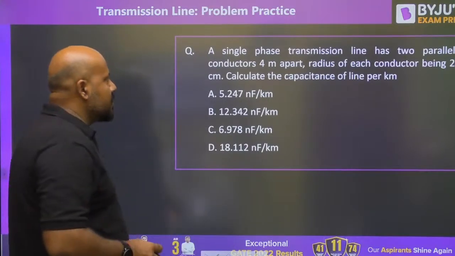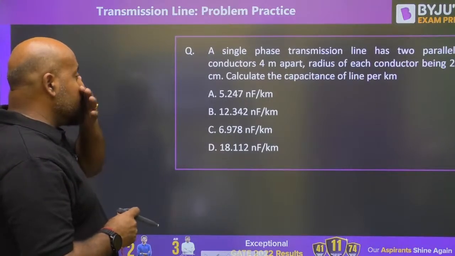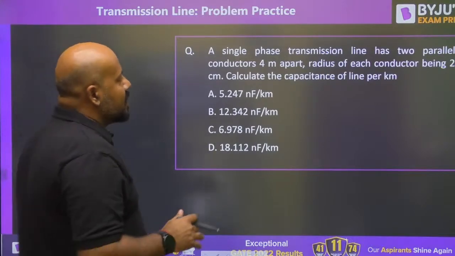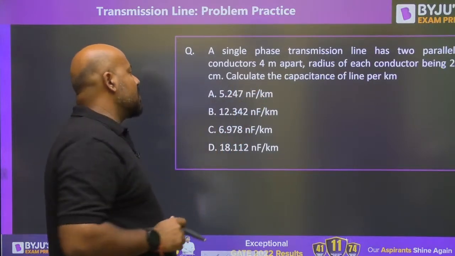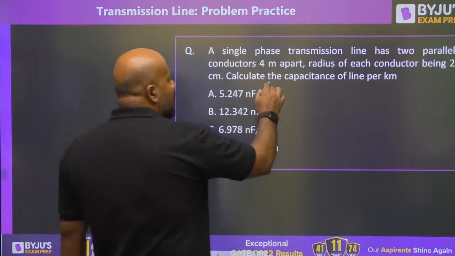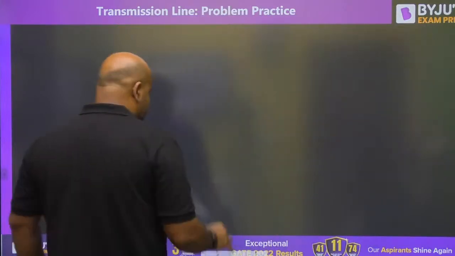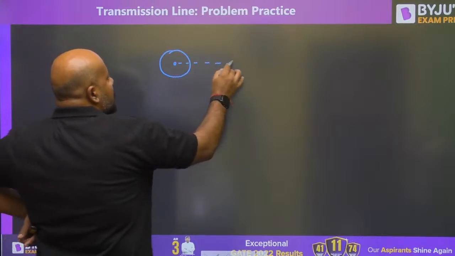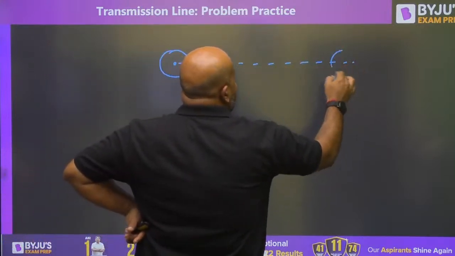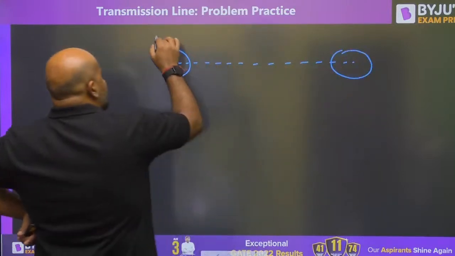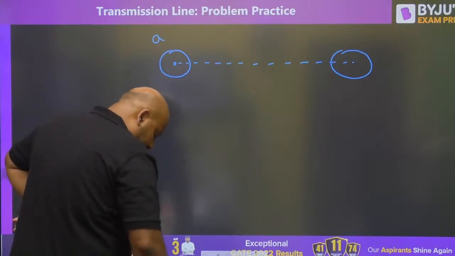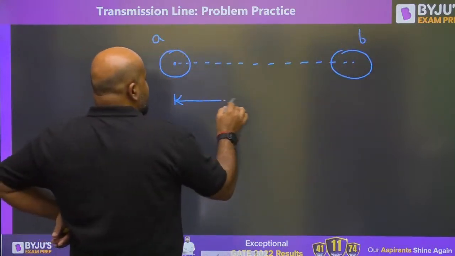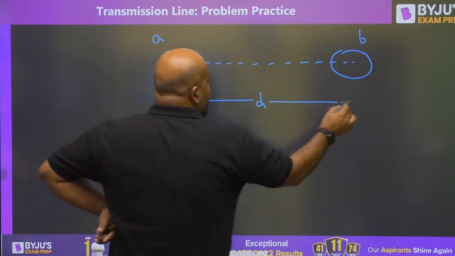See next question, very easy question. A single phase transmission line has two parallel conductors 4 meters apart, the radius of each conductor being 2 centimeters. He is asking to calculate the capacitance of the line per kilometer. The situation is something like this. Suppose this is A conductor and suppose this is B conductor and suppose the distance between them is D, like this.